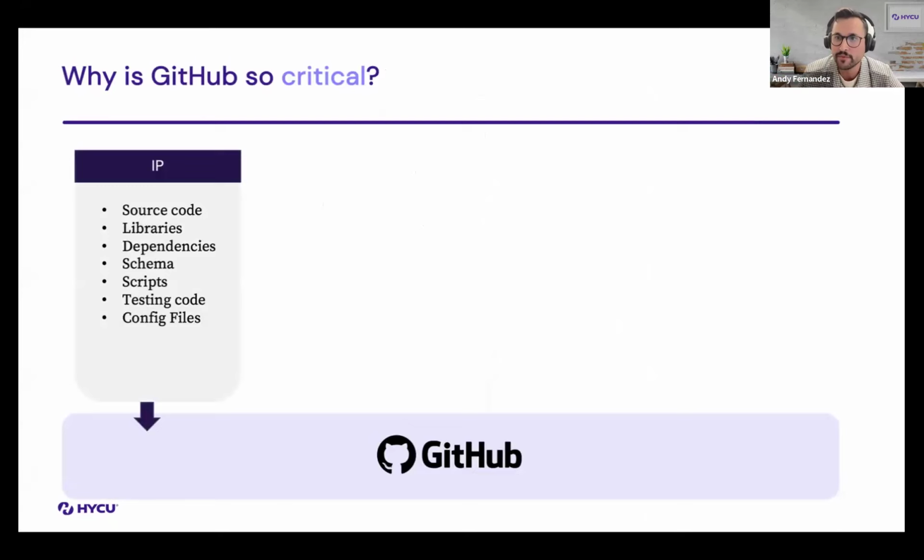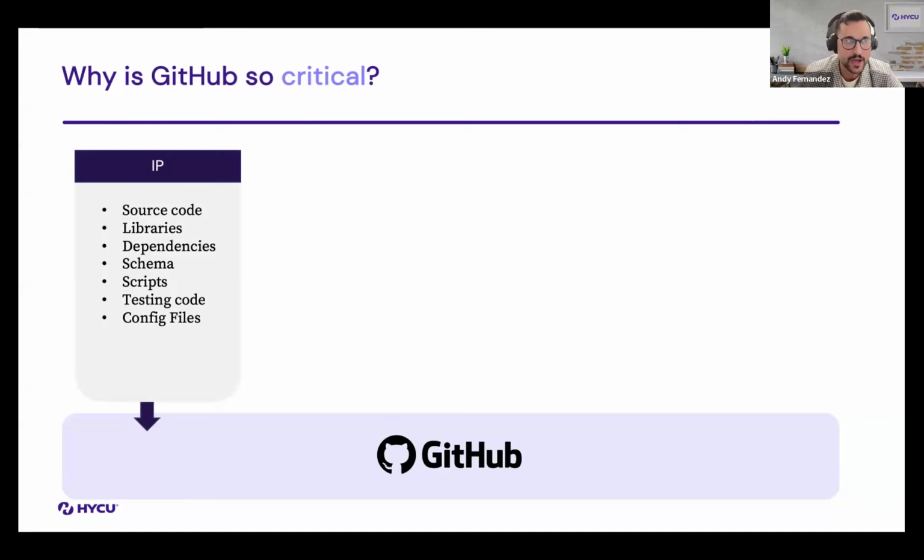Think of GitHub as your brain. It's where you store your source code, your libraries. Your team has their dependencies, schema, scripts, testing code, configuration files, you name it. This is what these repositories are there for. And they hold all this knowledge, years of work, years of QA within GitHub. This alone is a reason to take GitHub protection so seriously, even if you're using it as a SaaS offering as well. But it's beyond just your source code.